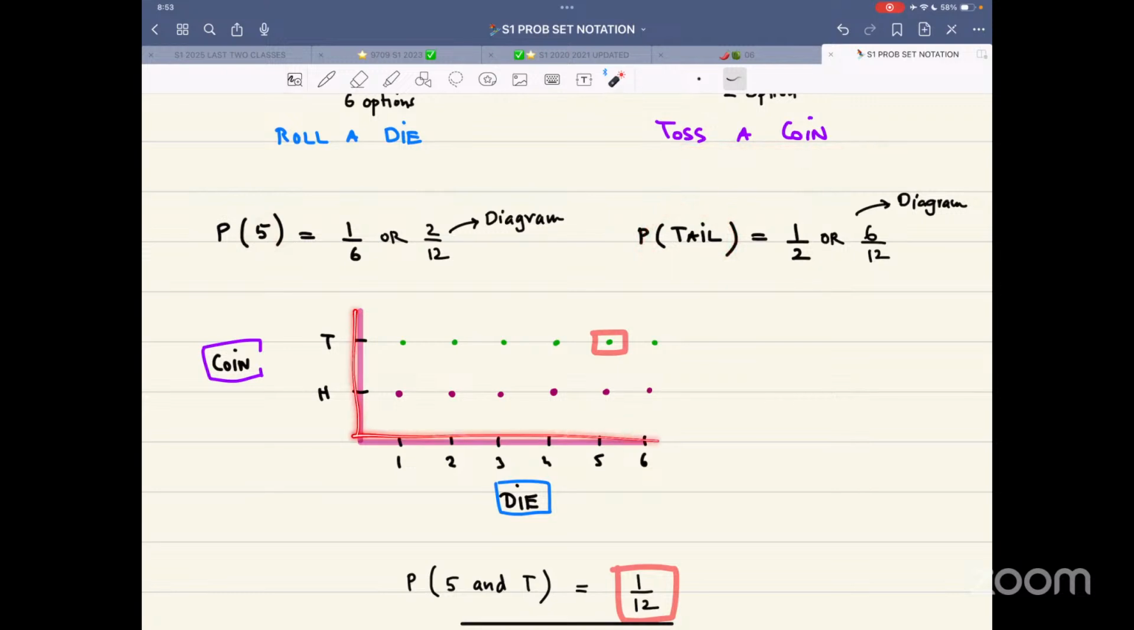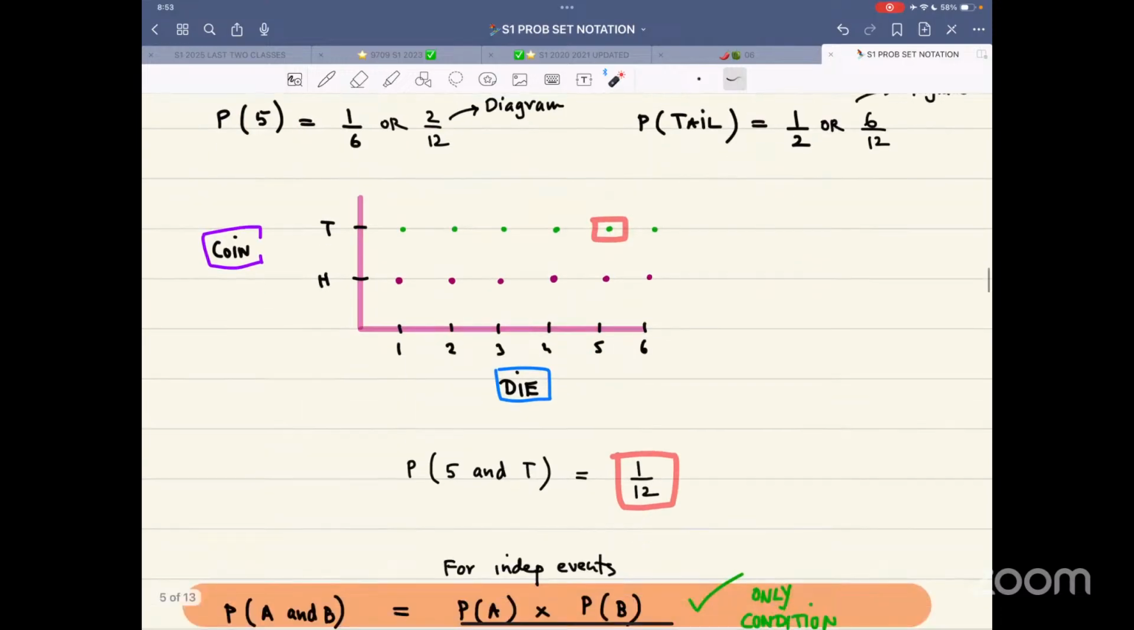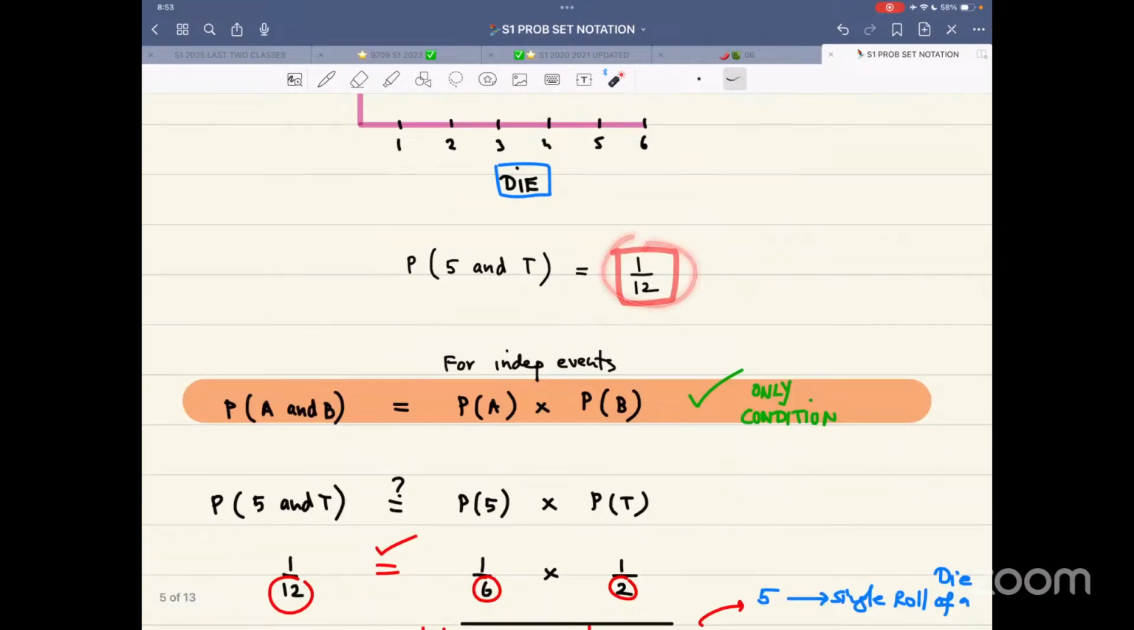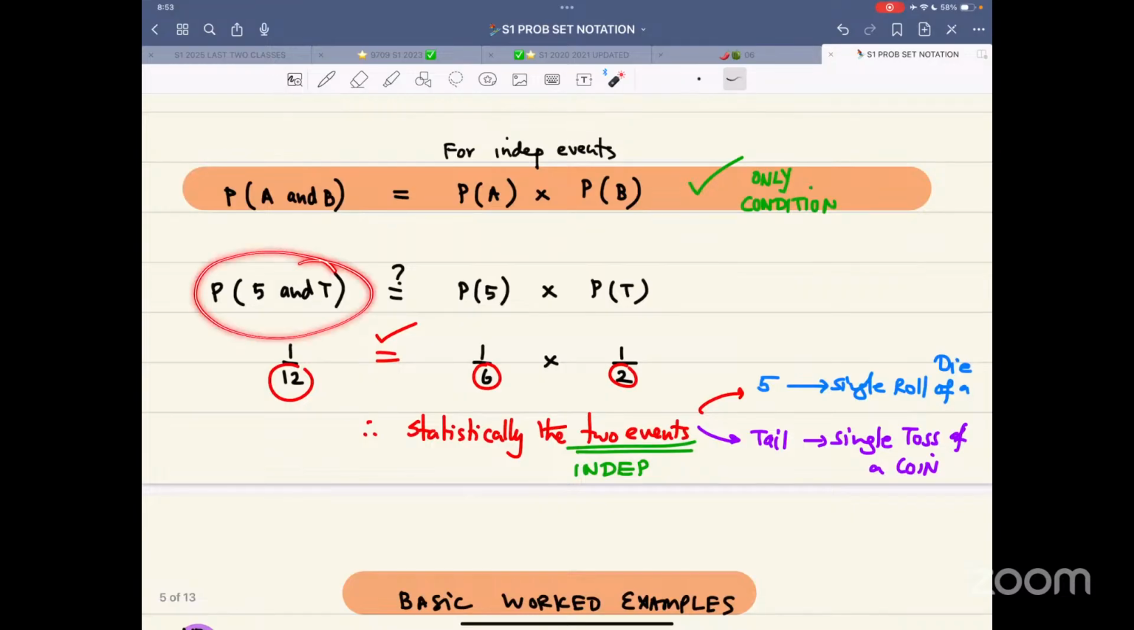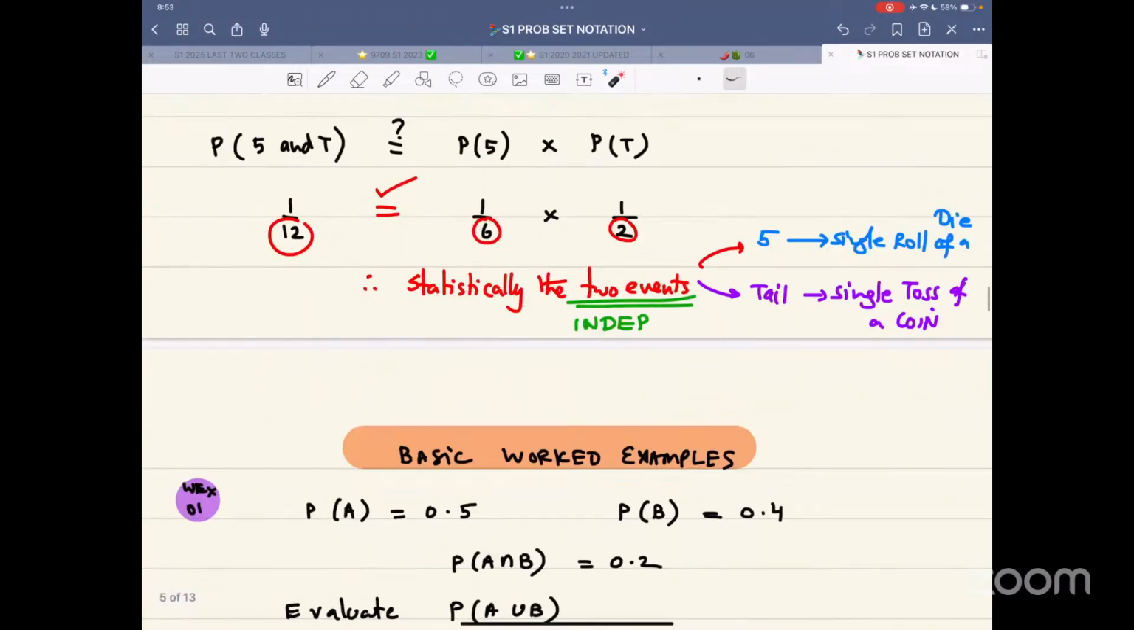Draw a sample space diagram. How many dots do you see? 12. What is the probability of getting a 5 and getting a tail? That is 1 out of 12. Is this probability a product of the individual probabilities? Is the probability of 5 intersection T equal to the probability of 5 times the probability of T? Yes, it is. Therefore, the two events are statistically independent.